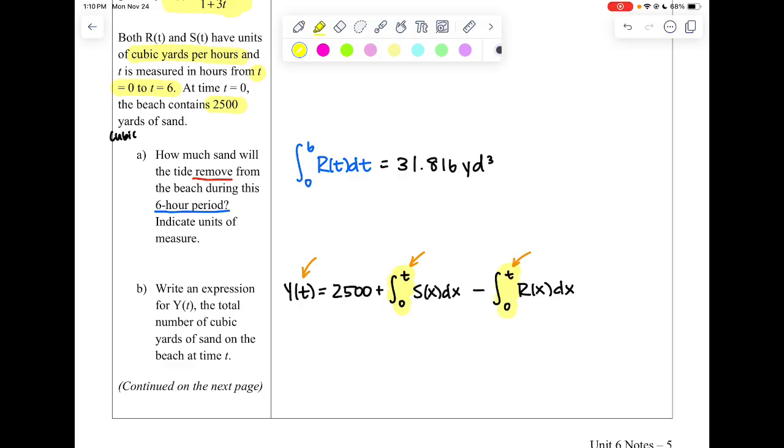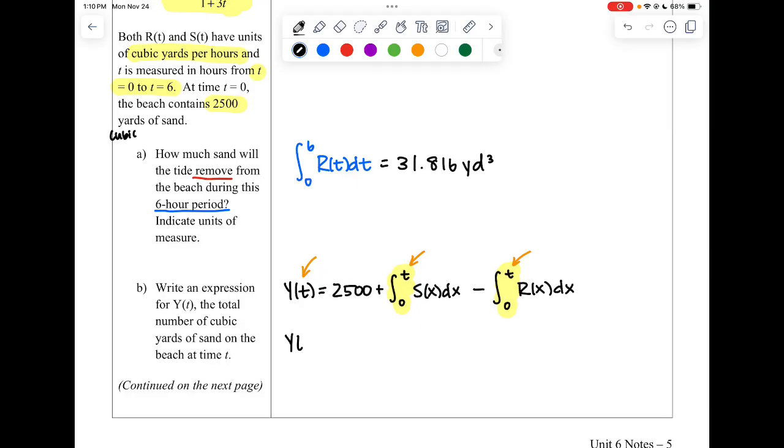bounds are the same on both of those integrals. What I can do is condense those into one integral altogether. So I'm going to rewrite y of t is equal to 2,500 plus the integral from 0 to t of s of x minus r of x dx. Now you can only do that, remember, when your bounds are the same. They are, so I can do it. Don't always assume that AP is going to make you have the same bounds because I've seen it where they are not.